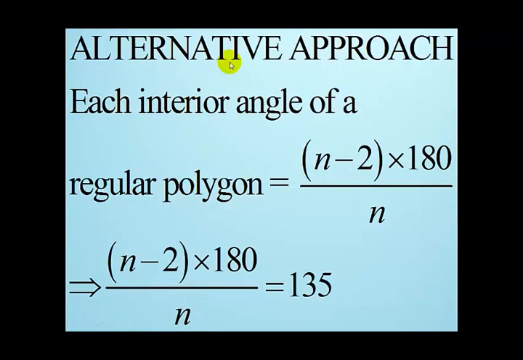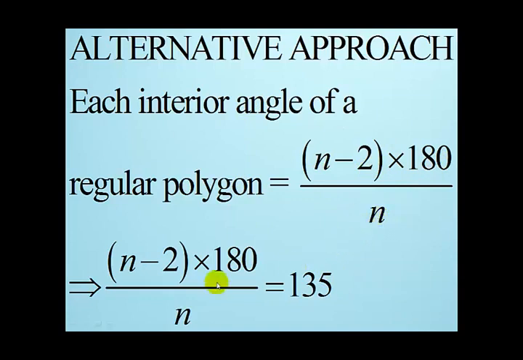Now, alternative approach. Let's look at an alternative approach of solving the same problem. Each interior angle of a regular polygon is given by (n minus 2) times 180 divided by n. That is the formula we use in calculating each interior angle of a regular polygon. Now, from the question, we were given each interior angle of the regular polygon to be 135. That means that we can equate 135 to the relation (n minus 2) times 180 divided by n.